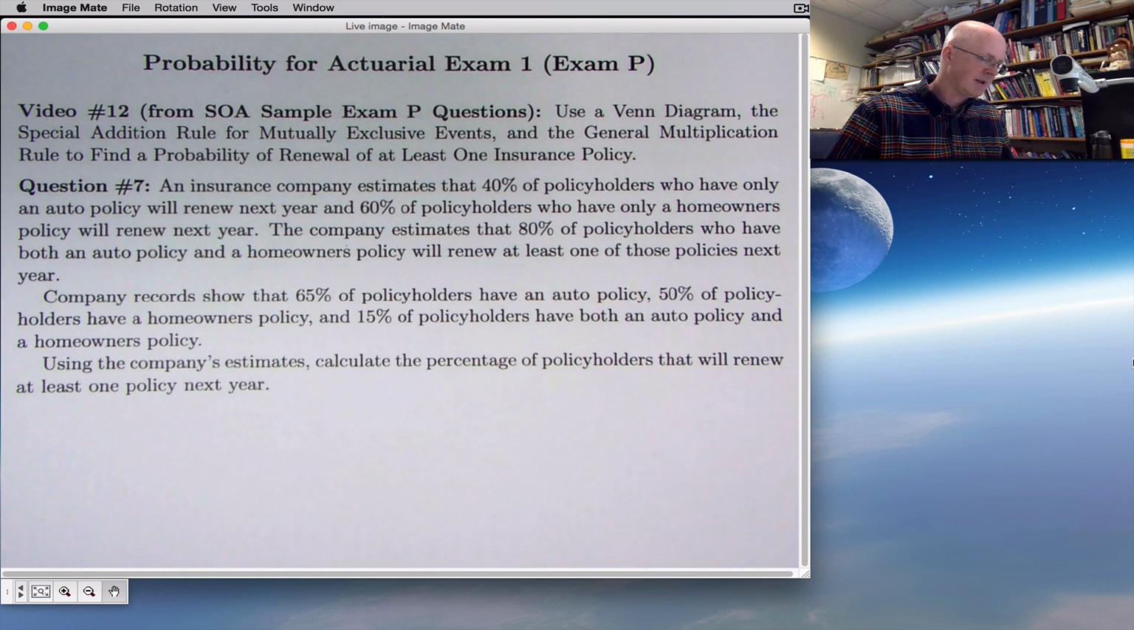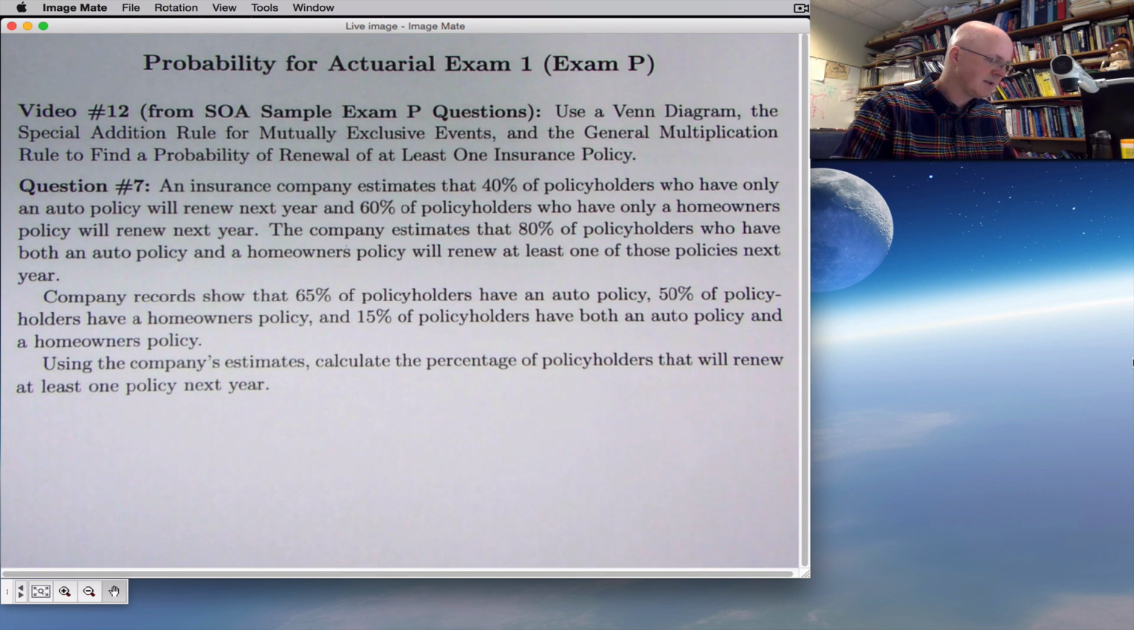Another thing to comment about here is the way we're going to solve this involving a Venn diagram. The way we break it down, especially with the special addition rule for mutually exclusive events, is going to be helpful very soon, maybe in the next video or two when I get into problems involving Bayes' theorem. So if you've been looking for problems involving Bayes' theorem, that's coming very soon.